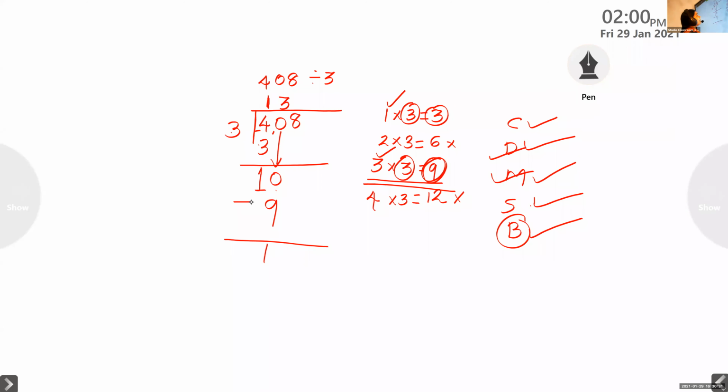Now, what is the next step? Bring down 8. Now you have to divide 18 by 3. Very good.